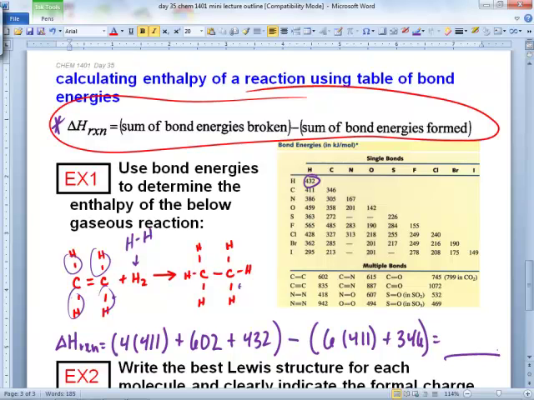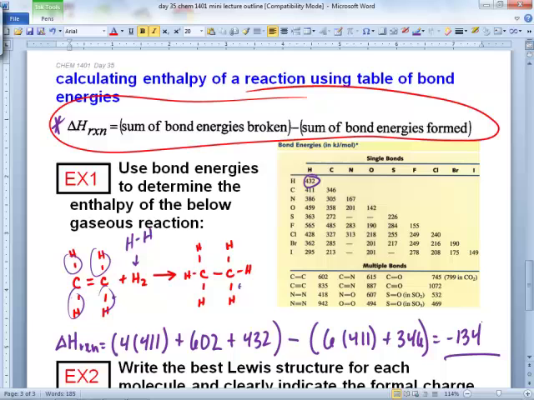Okay, see what we get here. 4 times 411 plus 602 plus 432. And then subtract out all this stuff. 6 times 411. Okay. Anybody get an answer? I got negative 134. I don't know if that's right. Did you? Oh, great. Okay.